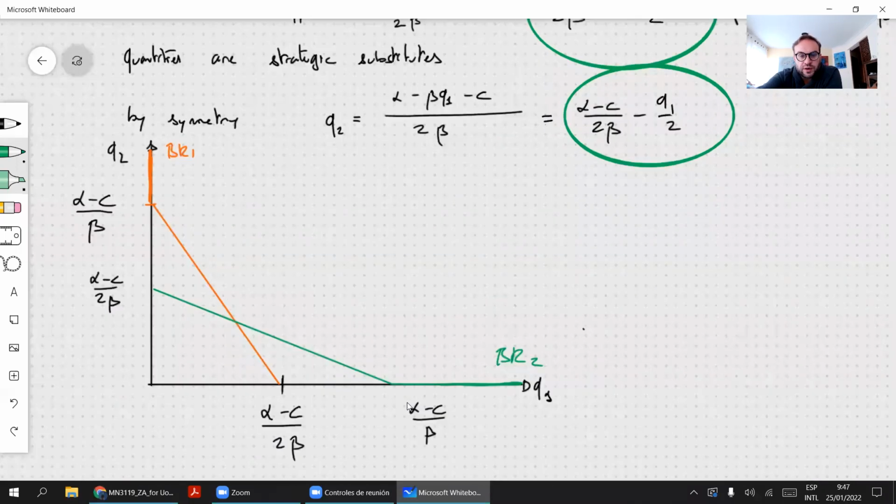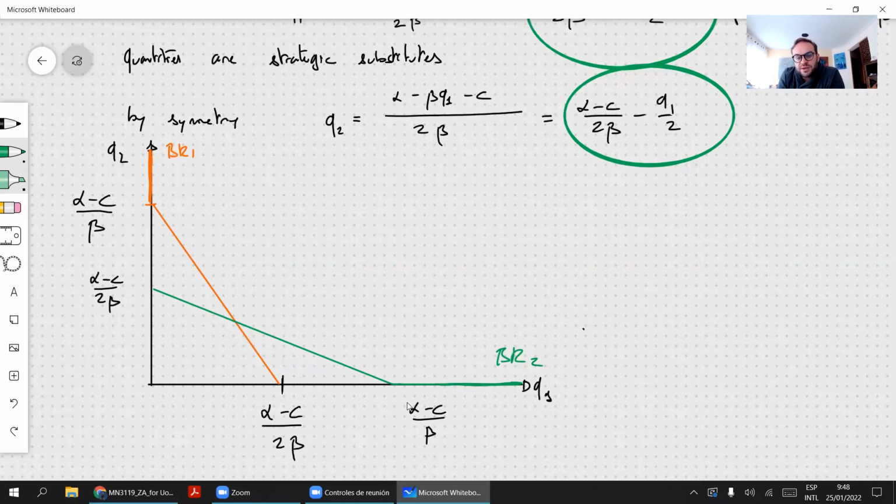So in terms of the graphic, geometrically speaking, this is symmetrical, which means that I can do all the computations, I can be very careful, but the fact is that because I'm only interchanging the subindexes, the only thing that I'm going to do is interchange the axis. So axis Q1 is going to take the role of axis Q2 and vice versa. So I know that the best response function of 2 is going to look very similar to the best response of 1.